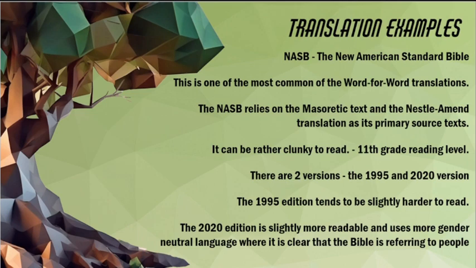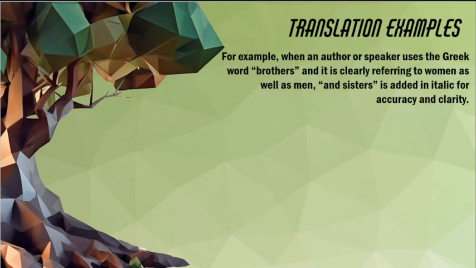Let me give you an example, because this is actually a hot-button topic in the translation world. For example, when an author or a speaker uses the Greek word brothers and is clearly referring to women as well as men, they'll say brothers and sisters. I write to you today about this. You see that in Paul's letters. He says, brothers, I write to you, so on and so forth.